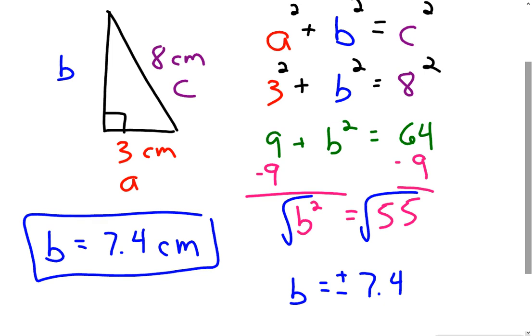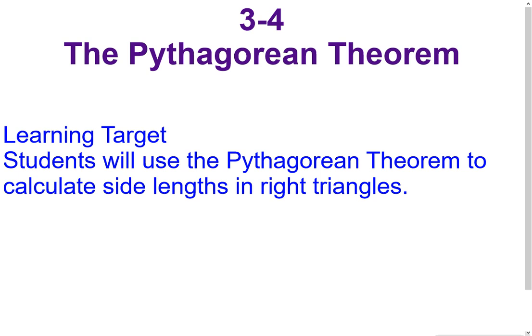And that's going to conclude my lesson on the Pythagorean theorem. So remember, if you have a right triangle, you can use a squared plus b squared equal to c squared to help you find those missing side lengths.